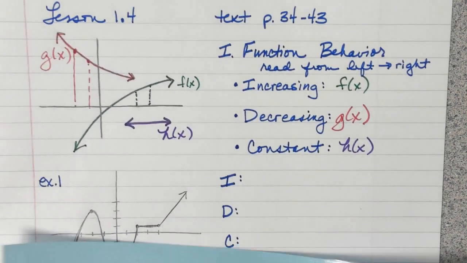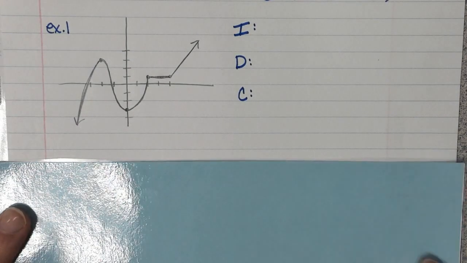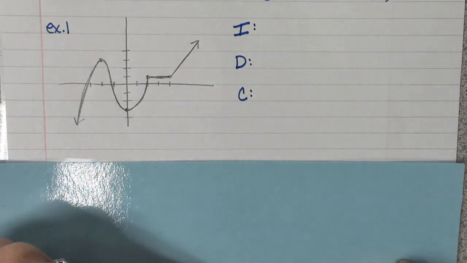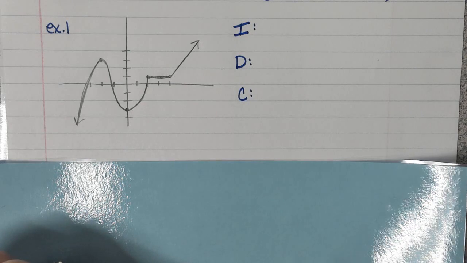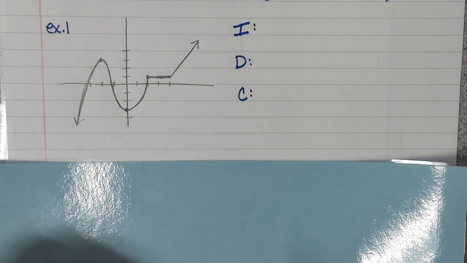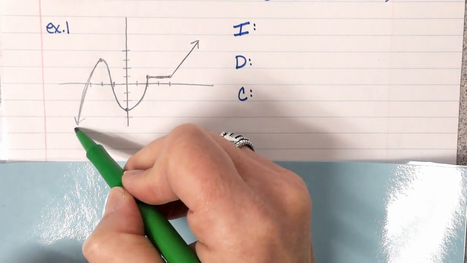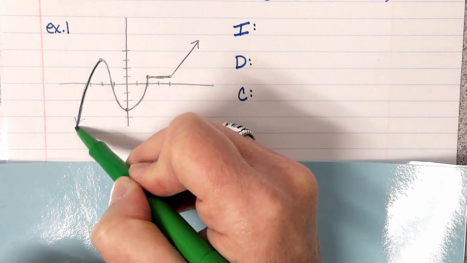I'd like to do an example. So if you would please copy, you can pause the video if you want, go ahead and copy this crazy little picture here, but we're going to talk about where it's increasing and where it's decreasing and where it's constant. Alright, so let's look, I'm going to keep with my same color scheme here. I'm going to pretend I'm going from left to right, I'm going to pretend I'm writing this. So here I go, I'm coming in, I'm increasing, I'm going to be green here.